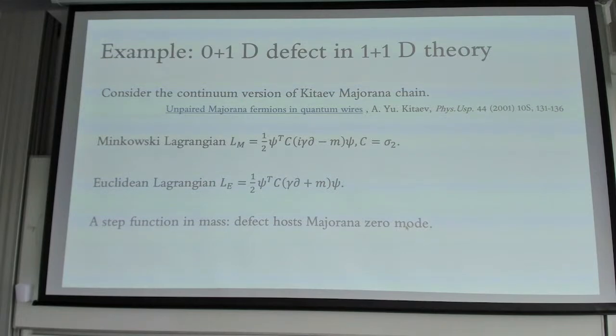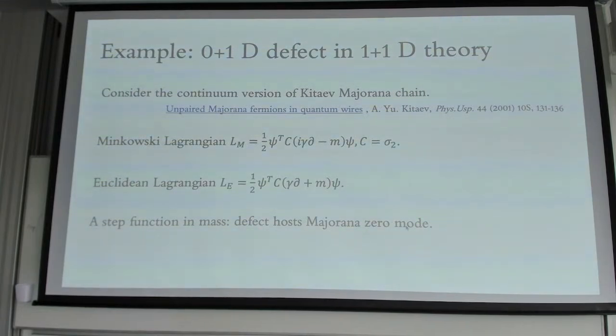So here's how it works. Let me tell you how to construct this operator in the 1+1D Majorana chain example. I'm considering the continuum version of the Kitaev Majorana chain. This is my Minkowski Lagrangian. These psi are Majorana fermions, and C is some charge conjugation operator. Now I can write the corresponding Euclidean Lagrangian, which looks like this.